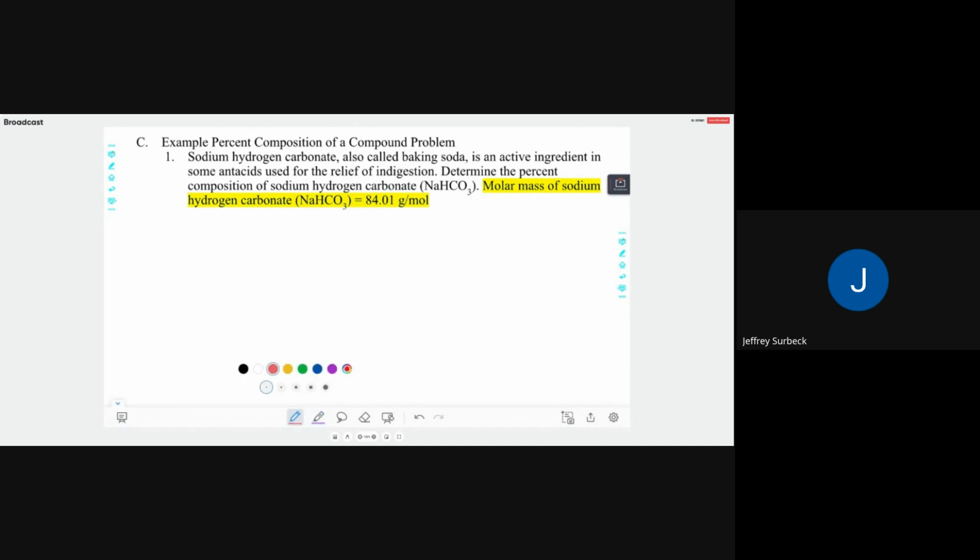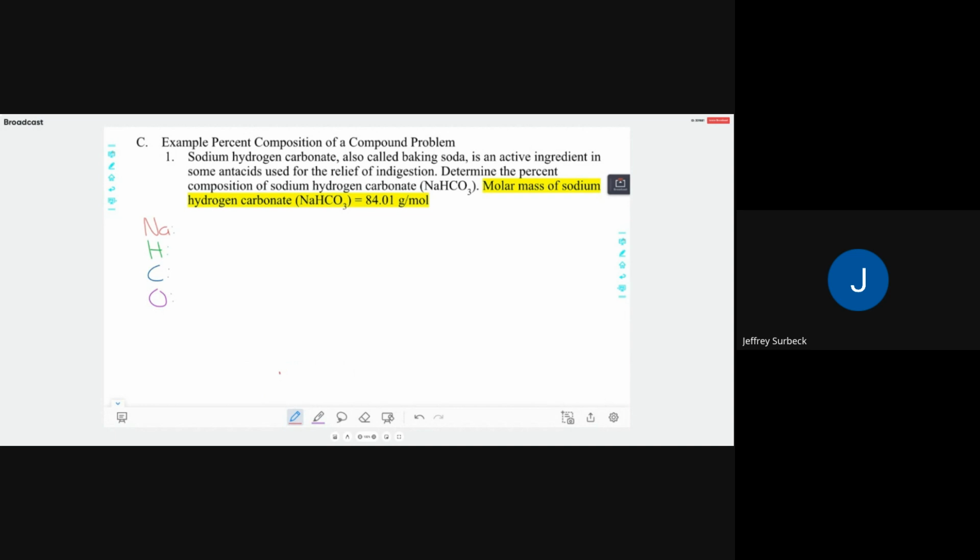I'm going to list them in different colors to make it easier to see. We have Na for sodium, H for hydrogen, C for carbon, and O for oxygen. Just like we found the molar mass, we're going to look up each of these elements individually and find the total mass from each and every element.